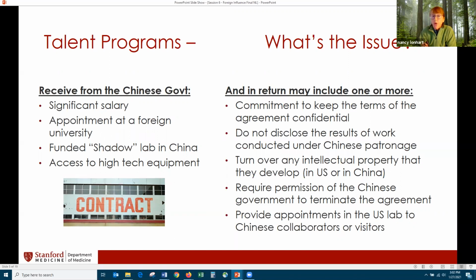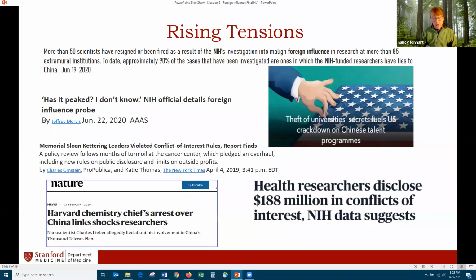You were to turn over any IP that you developed, whether it was conducted in the US or in China. You were required to ask permission of the Chinese government if you were to terminate this agreement. And you were to provide appointments in your US lab to Chinese collaborators or visitors. As you can imagine, on the next slide, this was unacceptable to the federal government.